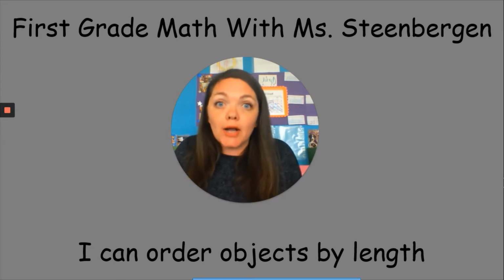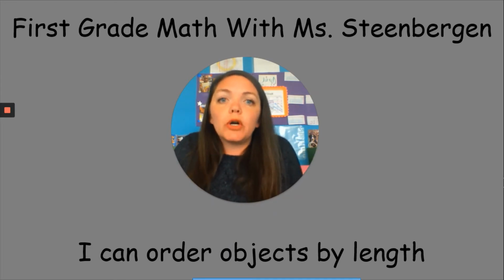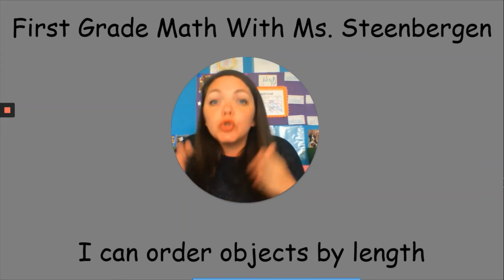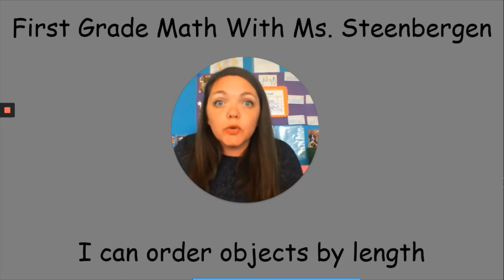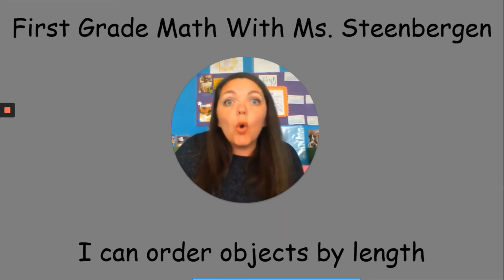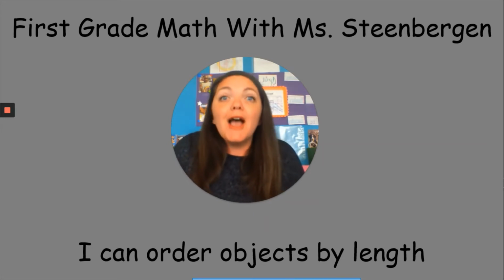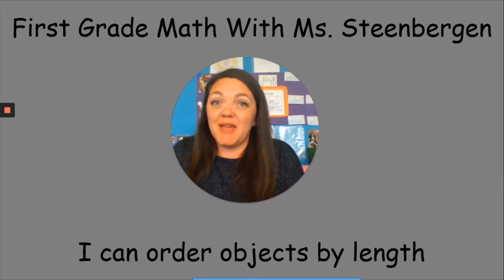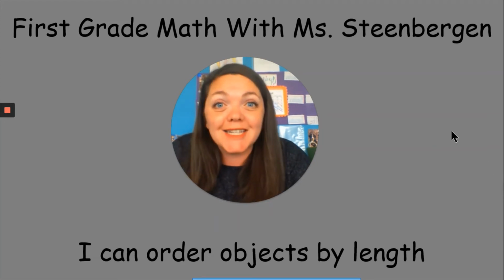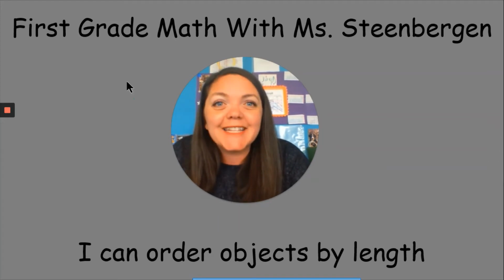Length is how long something is. So when you use the words short and long or shortest and longest, you are using length. And when you put objects in order, it means that you're sorting them from shortest to longest or from longest to shortest. So I know that you guys are going to be able to do that today, and I can't wait to see what Lola has in store for you. All right, let's get started.